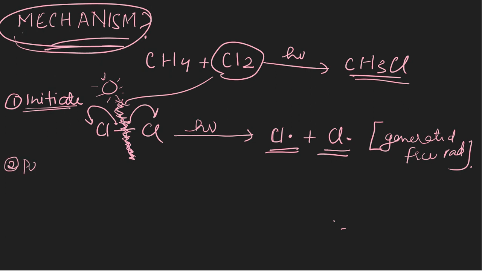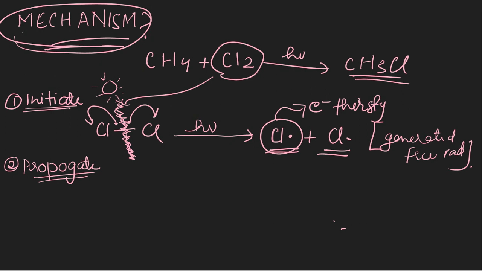Now after initiation, you are going to need to propagate your reaction. So how do you do that? How do you propagate this reaction? Okay, now this chlorine free radical is electron thirsty. It needs an electron very badly, so that it could complete the octet rule and become stable. So it is highly unstable and it is electron thirsty.